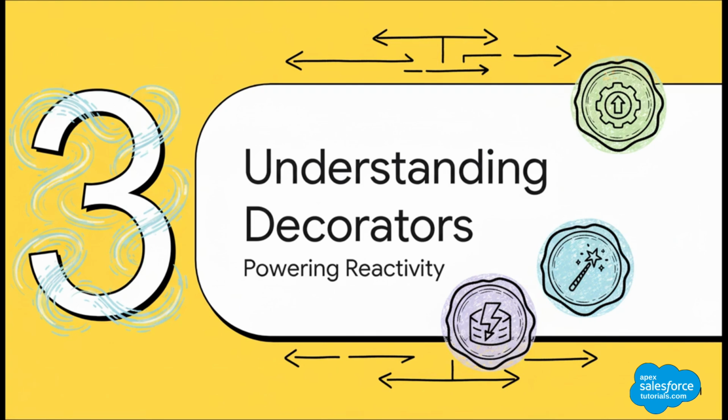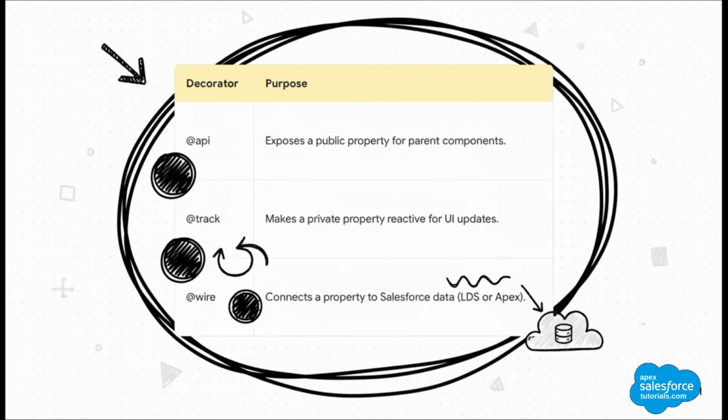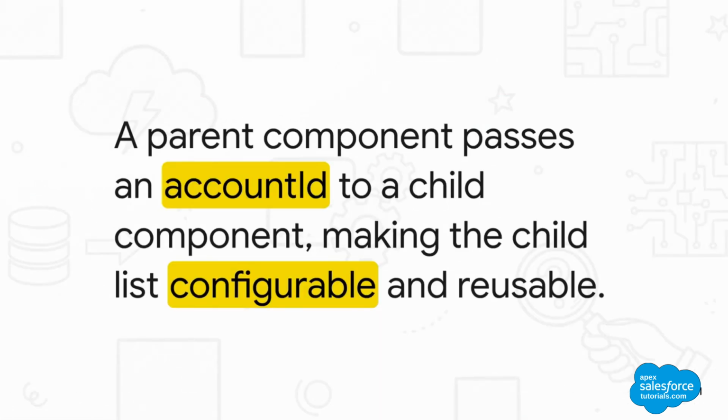Okay, next up, we're going to look at the magic that makes your components feel alive and dynamic. How do they react when data changes? Well, the answer is in 3 simple but super powerful tools called Decorators. These 3 decorators, @api, @track, and @wire, are absolutely fundamental. I like to think of them as traffic controllers for your data. They direct how data flows into your component, how it changes within your component, and how it gets wired up to the Salesforce database.